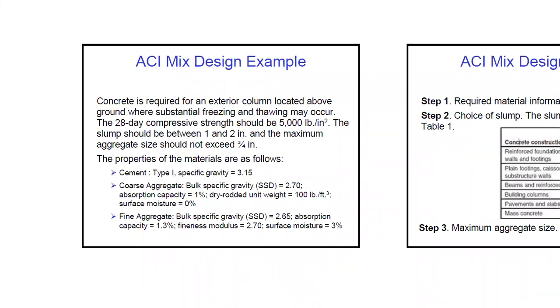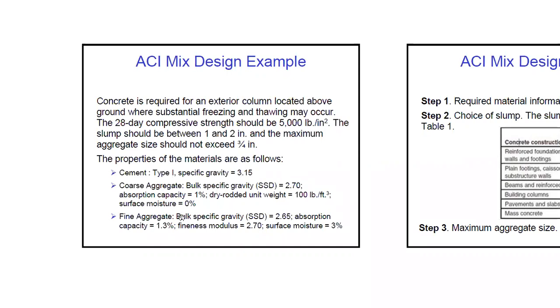Dry rodded unit weight is 100 pound per cubic feet. The surface moisture is 0%. So there is no surface moisture on this coarse aggregate, which is a good thing. It means that it is saturated surface dry condition. Now fine aggregate, the bulk specific gravity is 2.65. The absorption capacity is 1.3%. The fineness modulus is 2.70 and surface moisture is 3%.